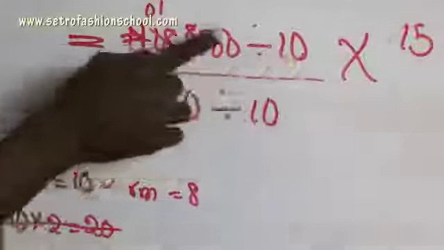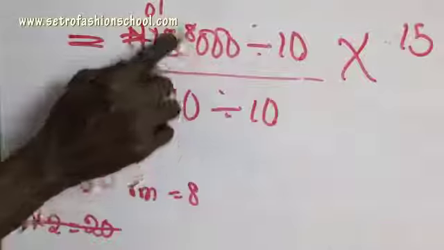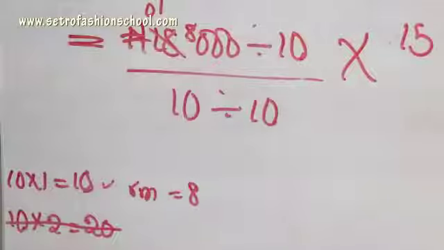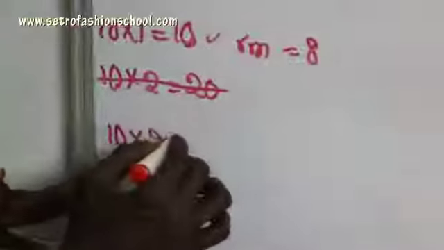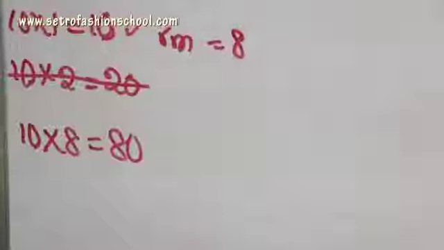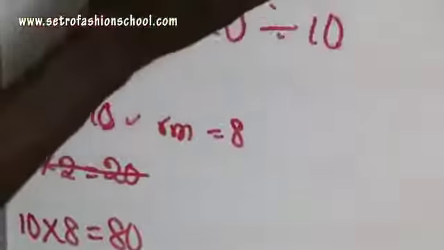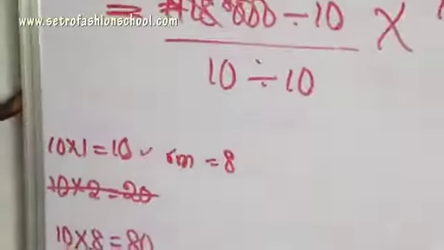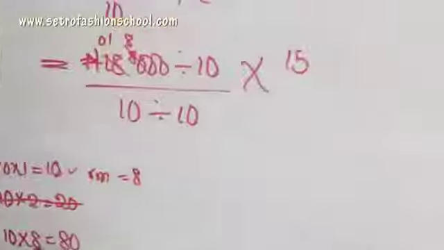Now, 10 in 80. Don't touch these ones yet. Just deal with these two. 10 in 80. Now, we are going to continue. 10 times 8 will give us 80. Yes, 10 times 8 will give us 80. Now, which means 10 in 80 is 8, which is this 8. Now, you will observe that there's no remainder here, no Rm.